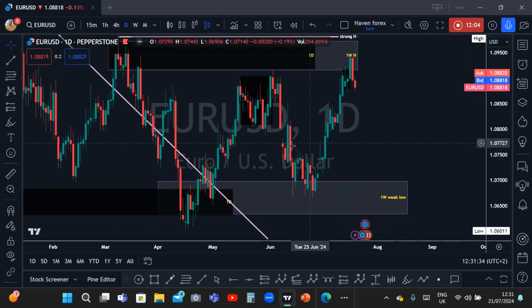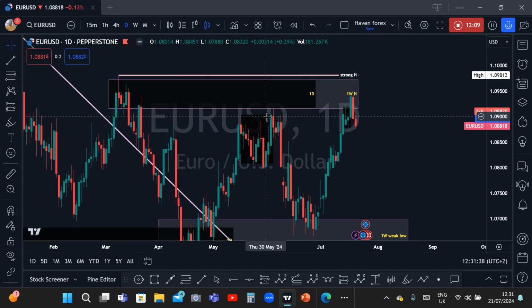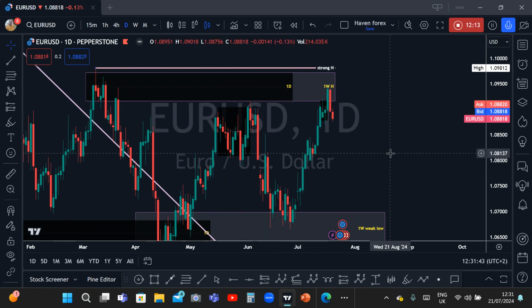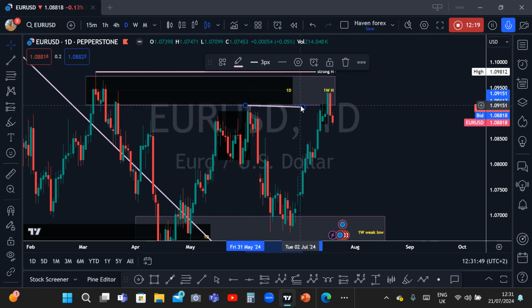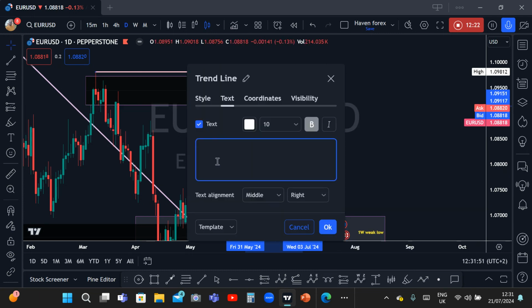Now, you know why price action took this one away? Because it is a weak high. This place is a weak high because it failed to do its job. Weak high.